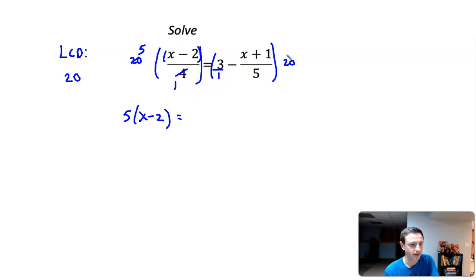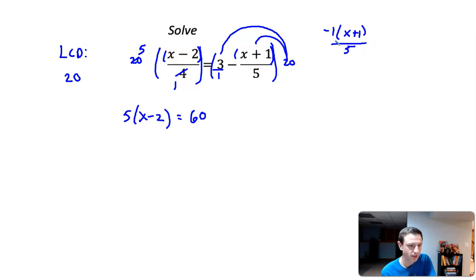And then on this side, we have to do 20 times 3, 20 times this whole expression here. So let's do 20 times 3. 20 times 3 is going to be 60. Now I'm going to write this off to the side just to show you this next step. We have negative 1 times (x plus 1) over 5, and this is being multiplied by 20. So same situation over here where we could simplify the 5 and the 20. 5 goes into 5 once, 5 goes into 20 4 times, and then I have 4 times negative 1, which is going to be negative 4 times the (x plus 1).